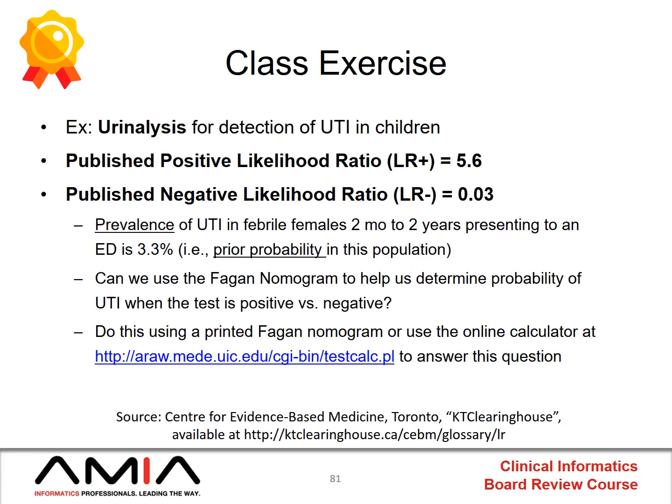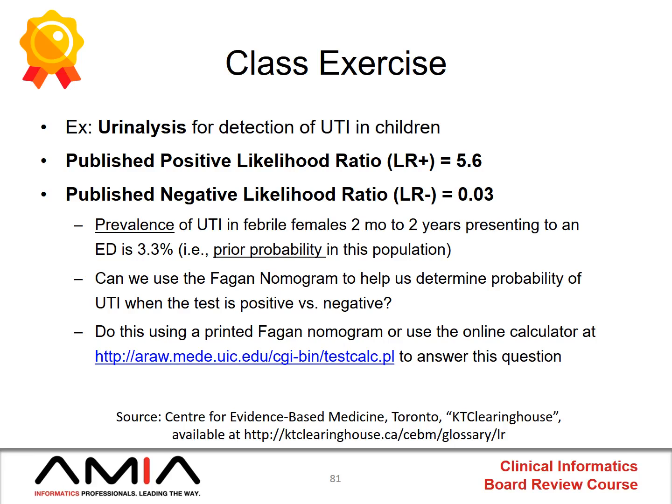Let's say that in the vignette they give us the likelihood ratios. The published positive likelihood ratio is 5.6. The published negative likelihood ratio is 0.03. Let's say that the question also gives us the prevalence, the pre-test probability of 3.3%. So if you're a febrile female from 2 months to 2 years of age and you present to an emergency department, the likelihood that you have a urinary tract infection is 3.3%.